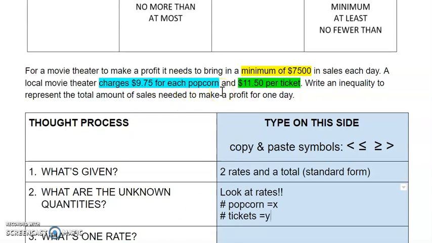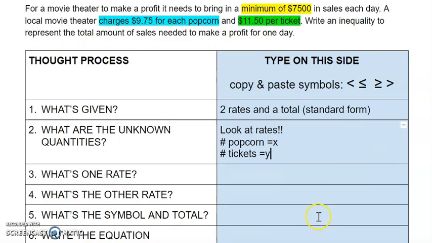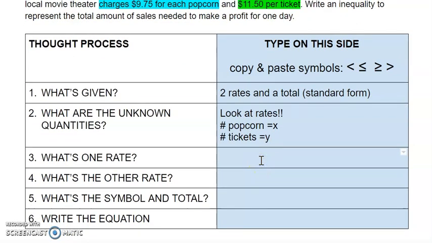For each popcorn, how many popcorns? For each ticket, how many tickets? Okay, so there's my X and my Y. One rate for the popcorn is $9.75 for each popcorn, so $9.75 times X, since that's what popcorn is. And the tickets are $11.50 times however many tickets I buy, so times Y, because Y is now our tickets. Okay, everything's connected, making sure I put the right numbers with the right variable because it tells the story, right? If I put 9.75y, I'd say that the tickets are $9.75, and that's not the story.